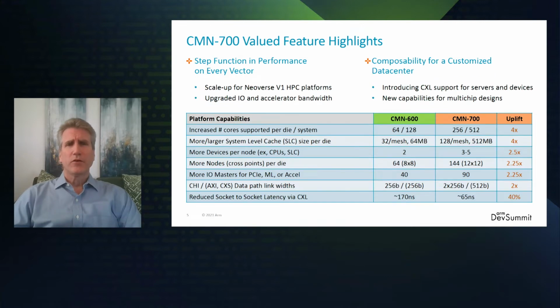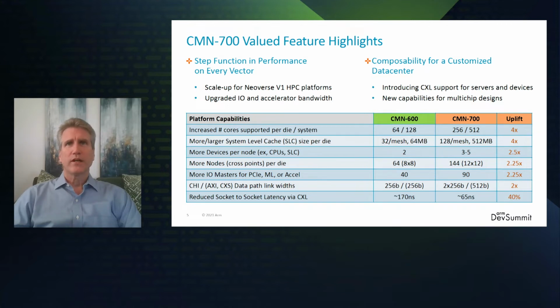Some of you may be familiar with our public release information on the CMN-600. And relative to that, the CMN-700 is just more of everything. CMN-700 is a step function in capacity, performance, and feature set. It allows for a composable interconnect that is right-sized for your SoC with industry-leading performance per watt.